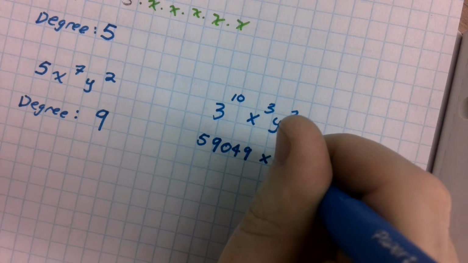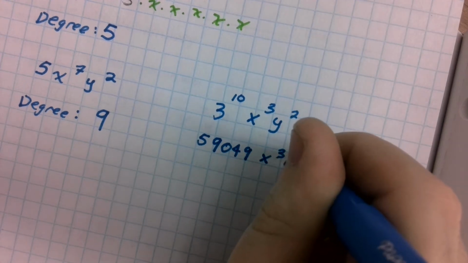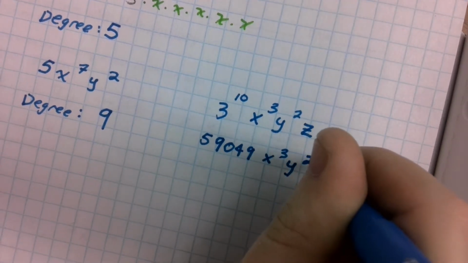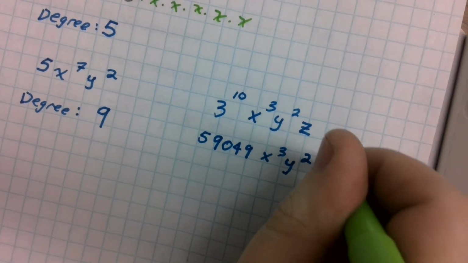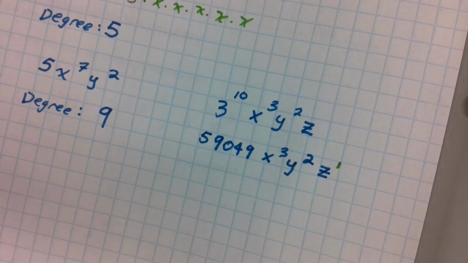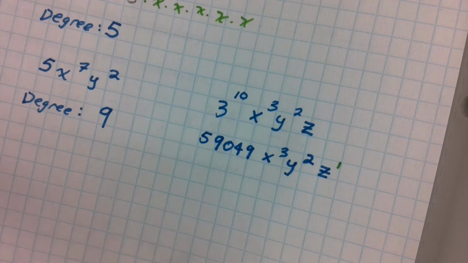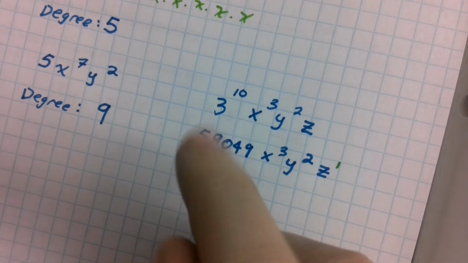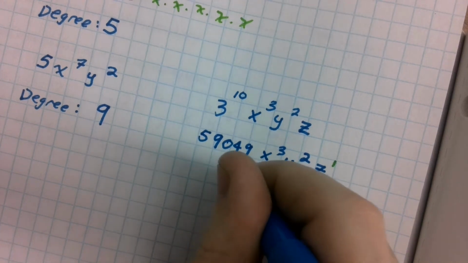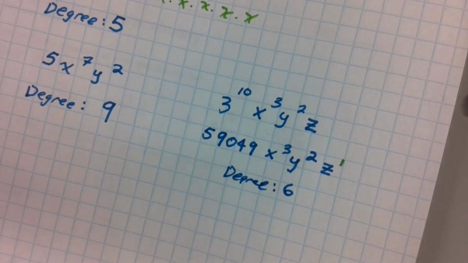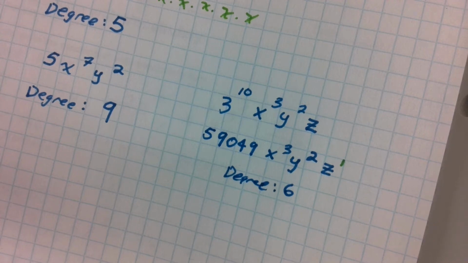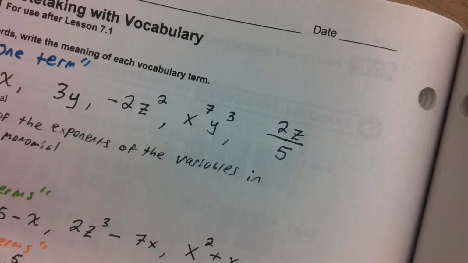Or sorry, x cubed has 3 x's. Y squared has 2 y's. And z is the same as z to the 1st. There are only 6 total variables. So this is degree 6. All right? So those are degrees of a monomial.